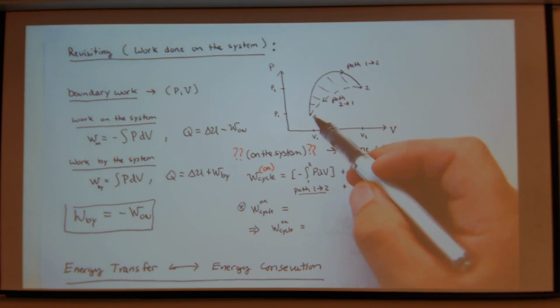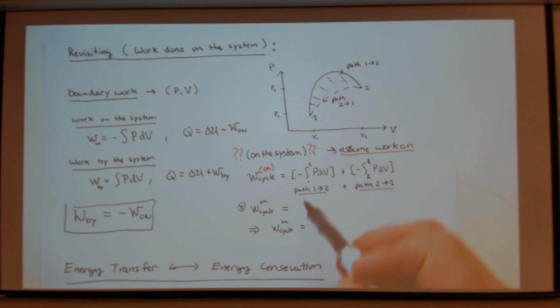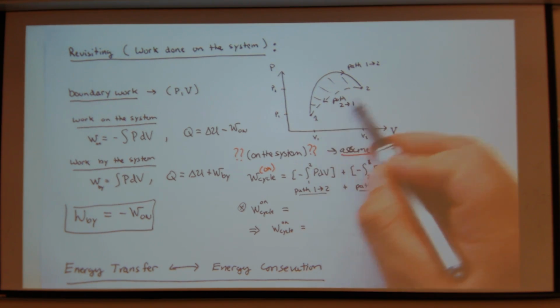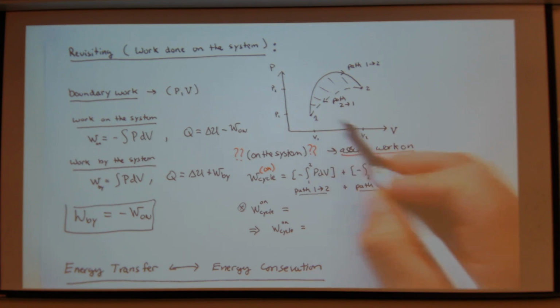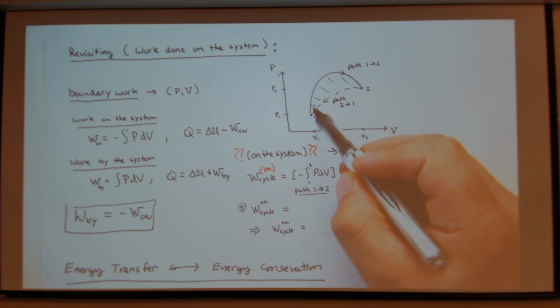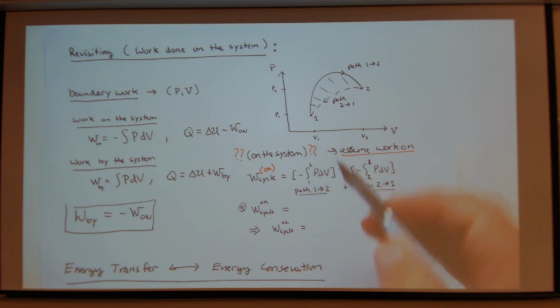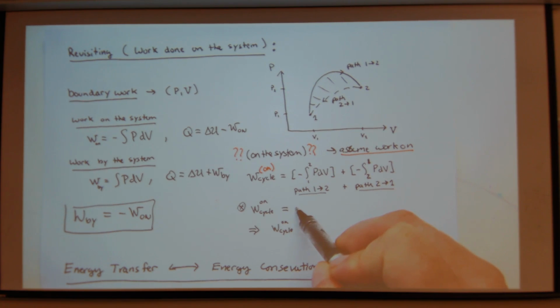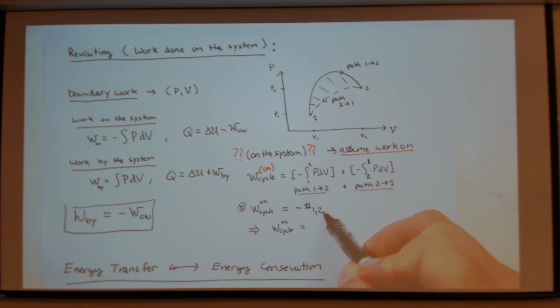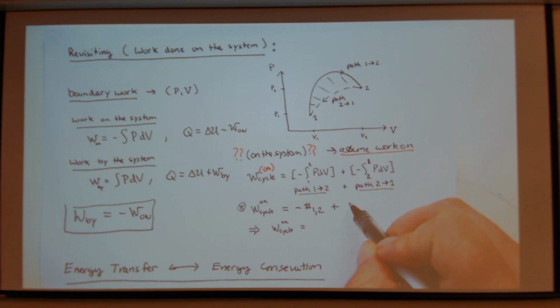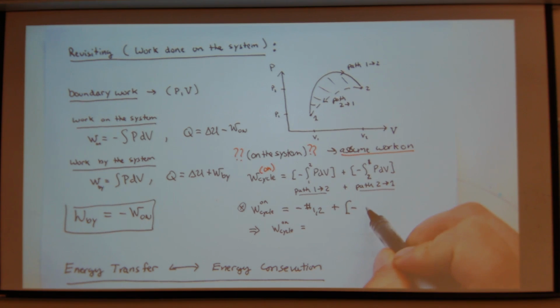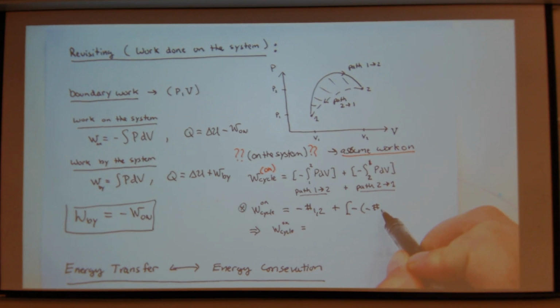If I do a simple way just to get a number, these are all positive values, let's say. V2 is greater than V1, so I have some positive pressure times a positive change, and then a minus sign, so I end up getting a negative number for 1 to 2. Then I add the second part, but now V1 is less than V2, so I get a negative change, and a minus times a negative gives a positive number for 2 to 1.